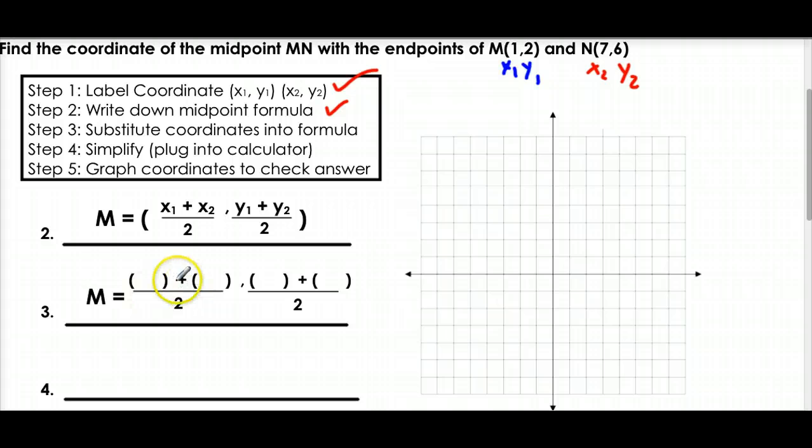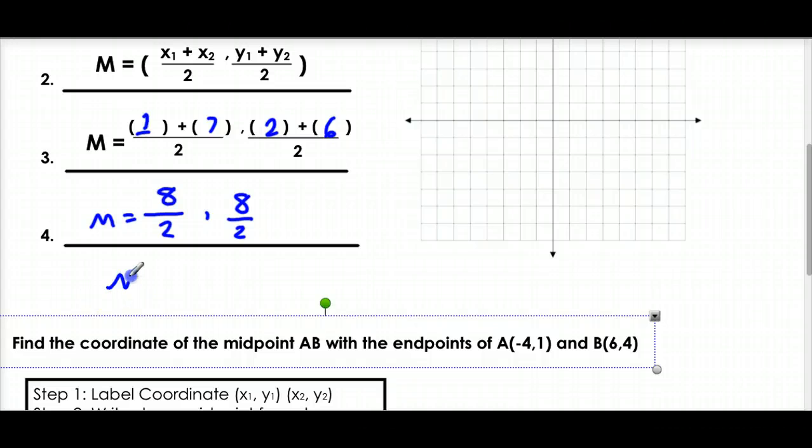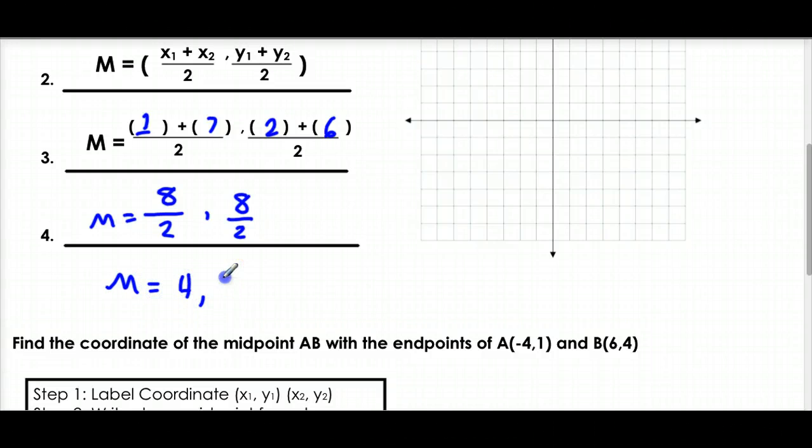So to find the x coordinate of the midpoint, we have to do x1, which is 1, and add that to x2, which is 7. We're going to divide that by 2. And then we also have to do that for the y. So y1 is 2, and y2 is 6. We add these together, we get 8 divided by 2. And for this one, we also get 2 plus 6 is 8 divided by 2. And that's what our midpoint will equal. Let's put this in the calculator and see what this number is equal to. So our M is equal to (4, 4).